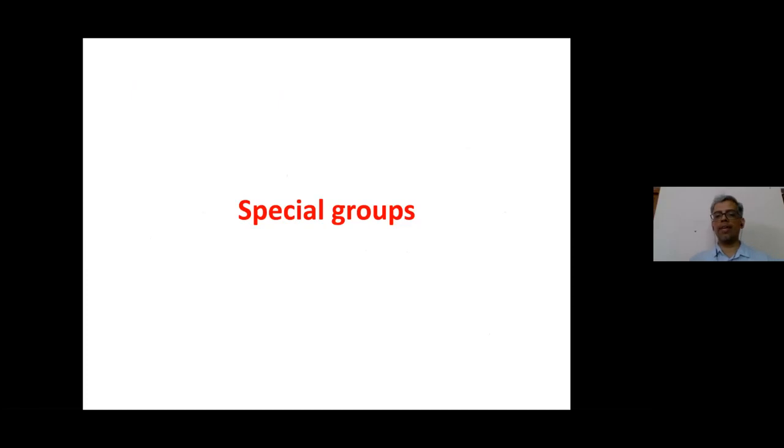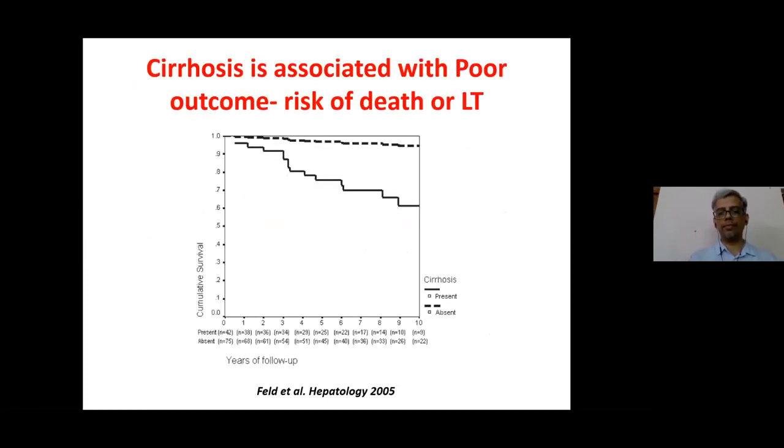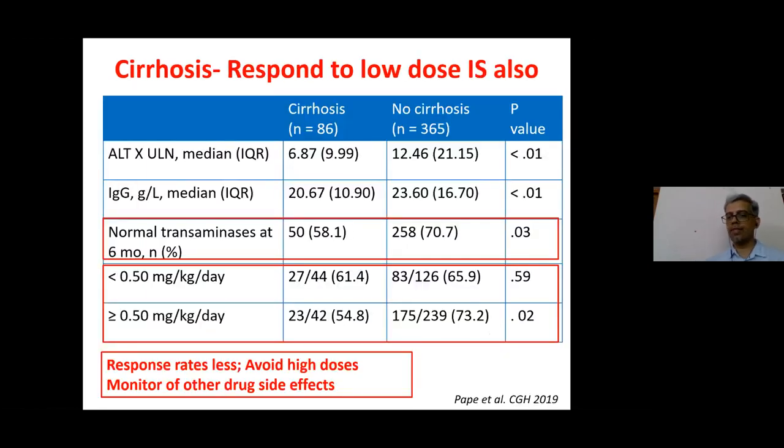So before I end my talk, I'll take you through a few special groups. One special group is cirrhosis. We know that cirrhosis patients are associated with a poor outcome and increased risk of death and liver transplantation as compared to those who do not have cirrhosis. Interesting data suggests two things. One, your patients with cirrhosis will also respond to treatment with steroids. But the numbers are less.